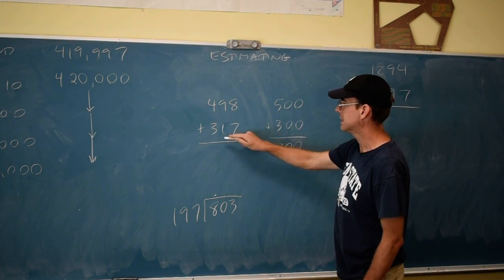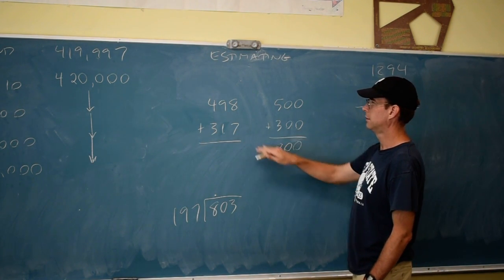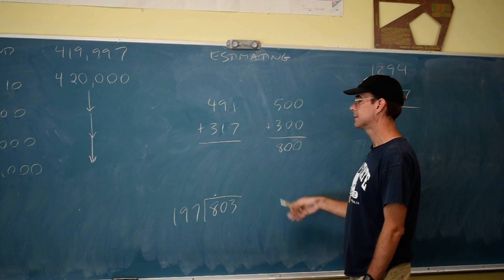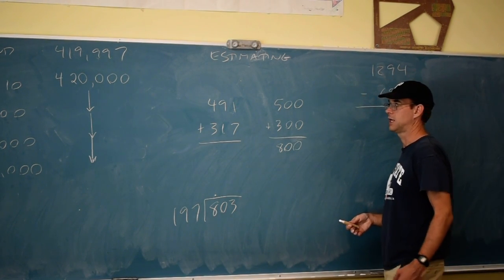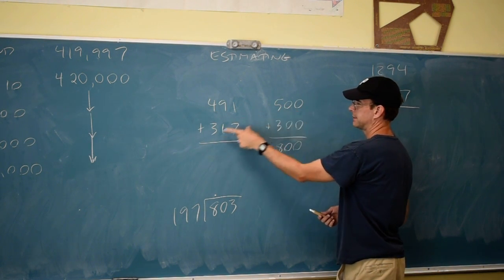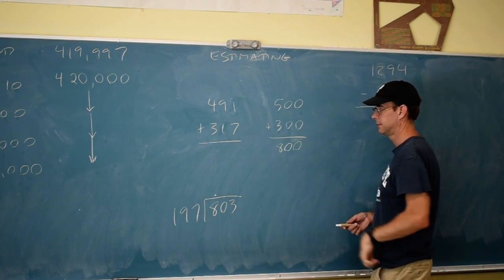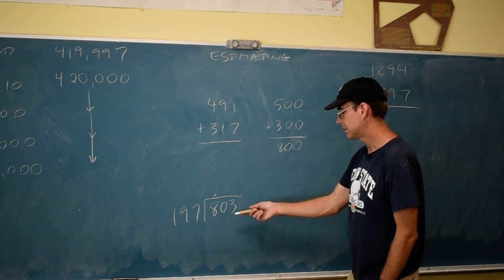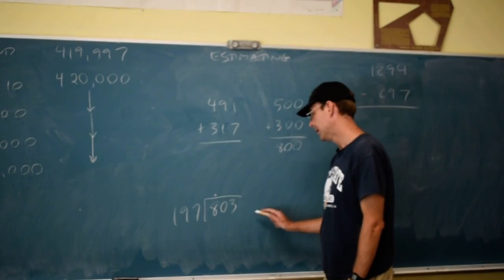If I made this 317, it's the same result. If I made this 491, it's the same result. We don't care about those little changes. Okay, we want to be just about how big is this, round it to the hundreds, round this to the same place, do enough. Here's a division version of the same thing.